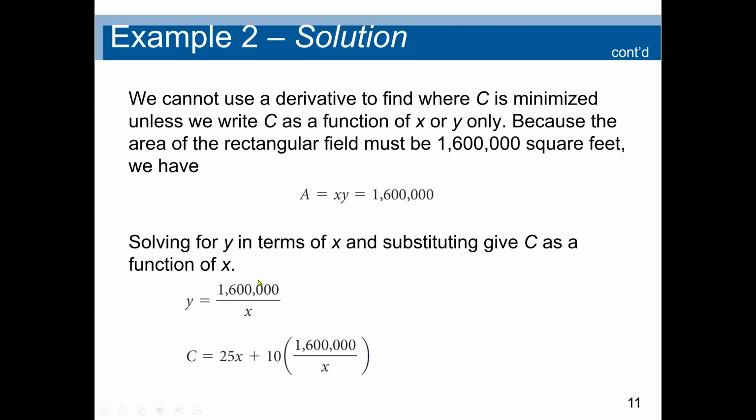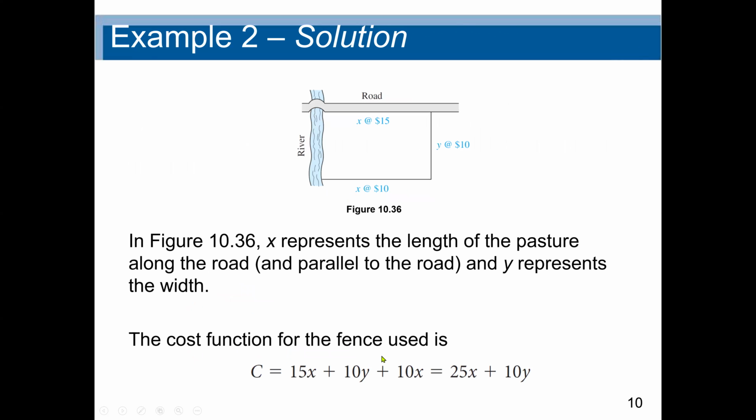Again, reading the question, we were able to come up with this cost function straightforwardly: $15 per foot for one part, plus $10 per foot for another part, and the other side also $10 per foot. The reason we have y and x is because this is a rectangle. The parallel sides are the same, and the widths are the same. So the width will be represented with y. But we have only one width because the other side is the river. That's why we have x and y here.